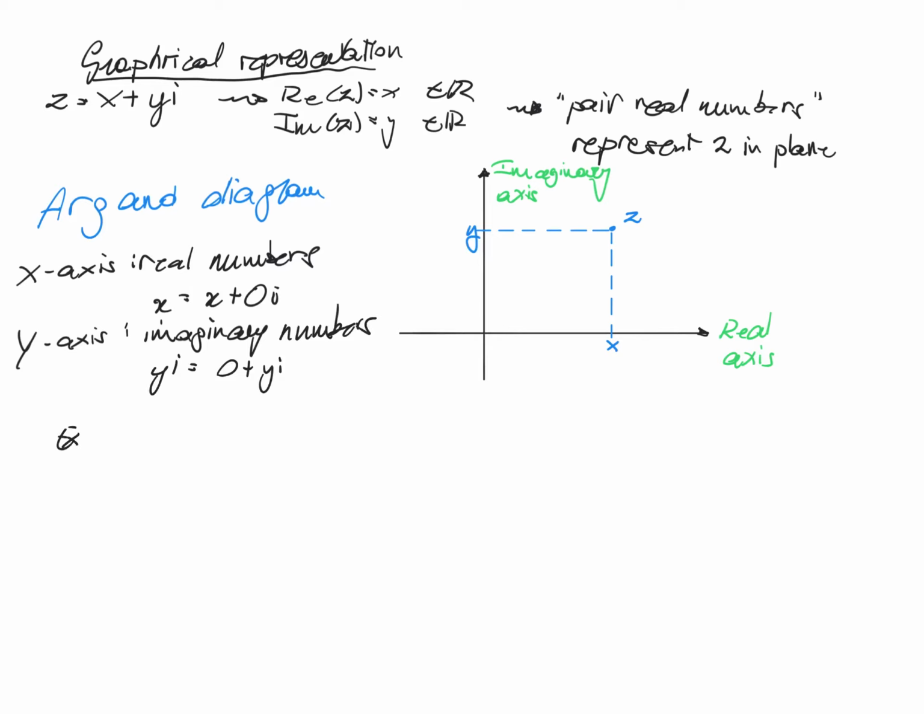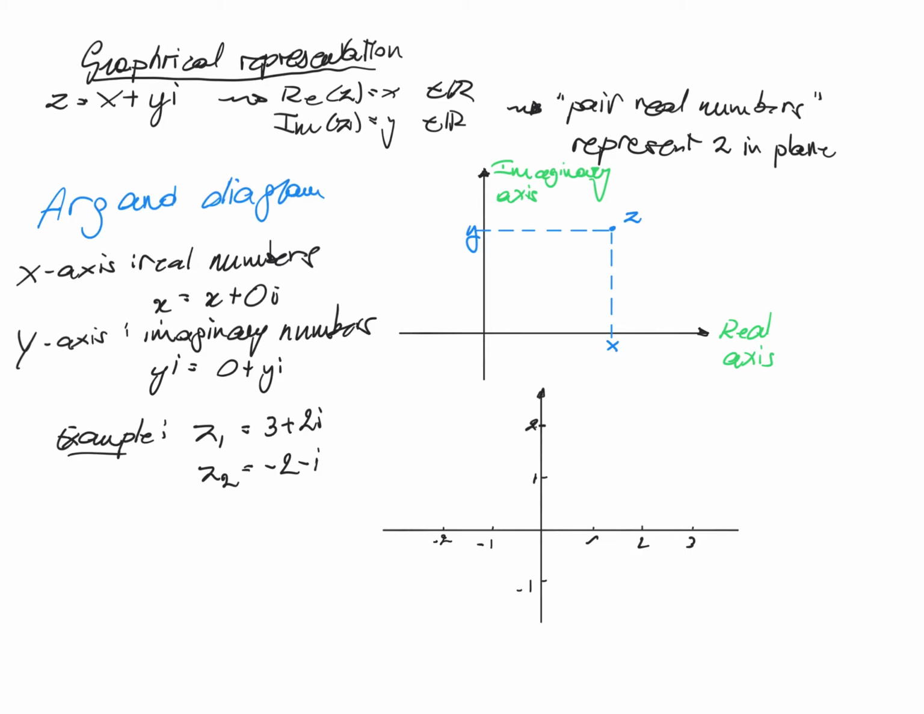As an example, let us plot some numbers in the plane. So let's say we have z1 is 3 plus 2 times i, and z2 is minus 2 minus i, and we want to plot them in the complex plane. So we start by drawing the plane, the real axis and the imaginary axis, and then we look at the different components of the points. So for z1, the value on the x-axis is the real part, so it's 3. The value on the y-axis is the imaginary part, which is 2. So you have a point z1, which will have x-coordinate 3, y-coordinate 2.